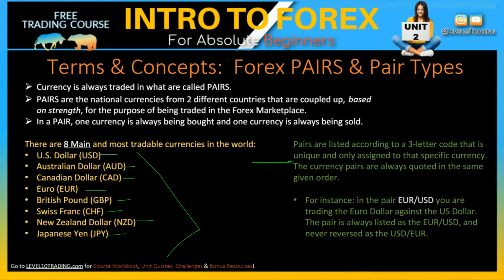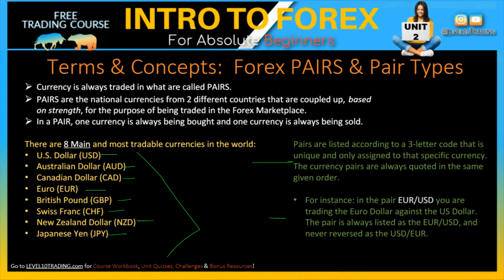And pairs are listed according to a 3-letter code that is unique and only assigned to that specific currency. And the currency pairs are always quoted in the same given order. For instance, in the pair, just as you see listed here, the euro US dollar, you are trading the euro against the US dollar. The pair is always listed as Euro USD and never reversed as the USD Euro. That is something that you definitely will become familiar with in Forex. The pairs have a specific listing order.